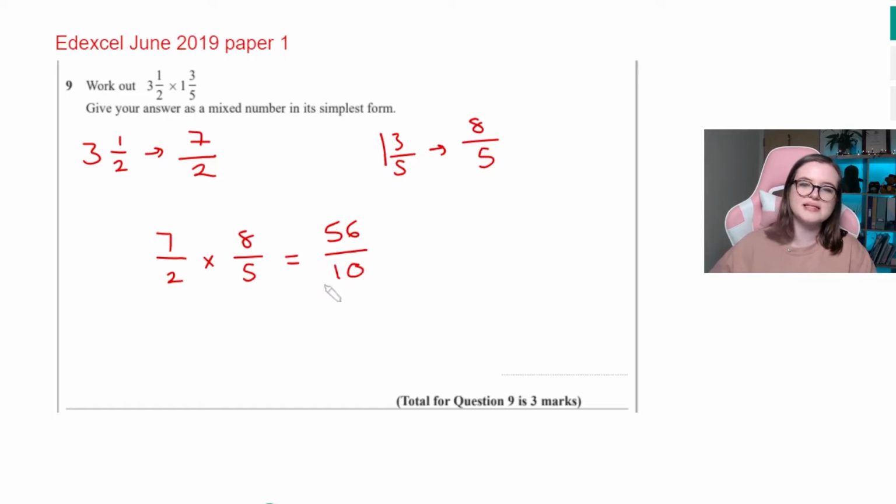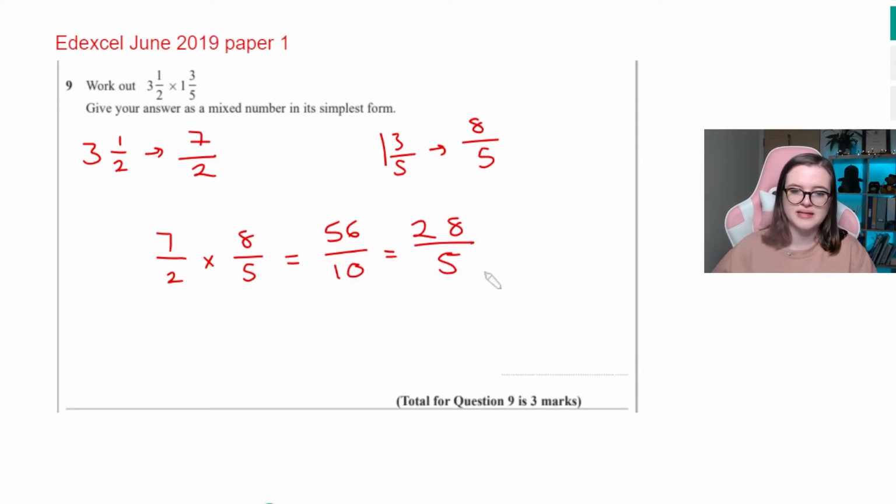Then can we simplify this? Yes, we can. These are both even, so divide them by 2. That's going to get us 56 divided by 2 is 28, and 10 divided by 2 is 5, so 28 over 5. Then can we divide that by anything else? No, we can't, because 5 is prime, so if 5 is on the bottom, nothing's going to go into 28. So let's move on then.